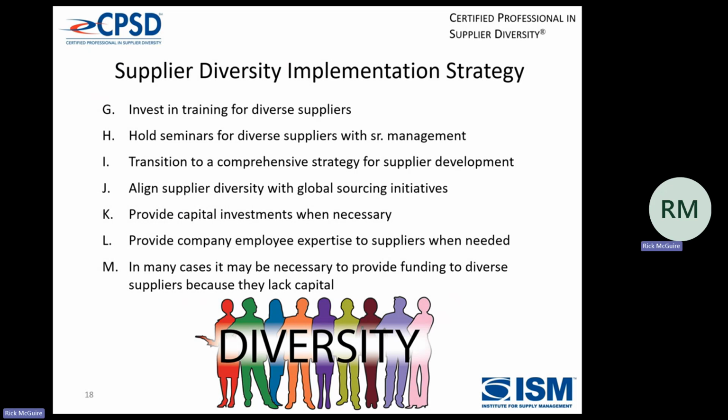transition to a comprehensive strategy, align supplier diversity with global sourcing, provide capital when necessary, and provide company employee expertise when needed. It may be necessary to provide funding to diverse suppliers because they lack capital. Depends on what you were asking them to do.